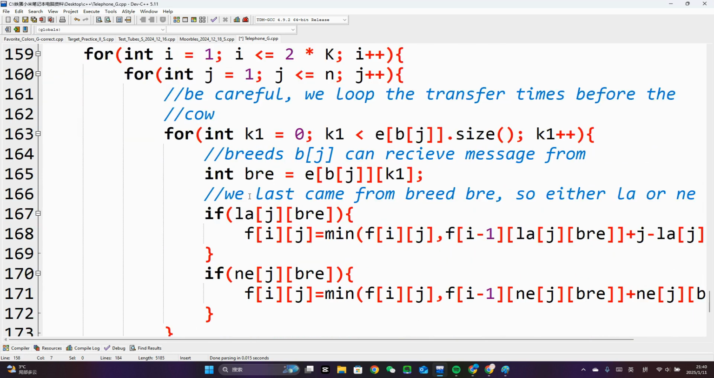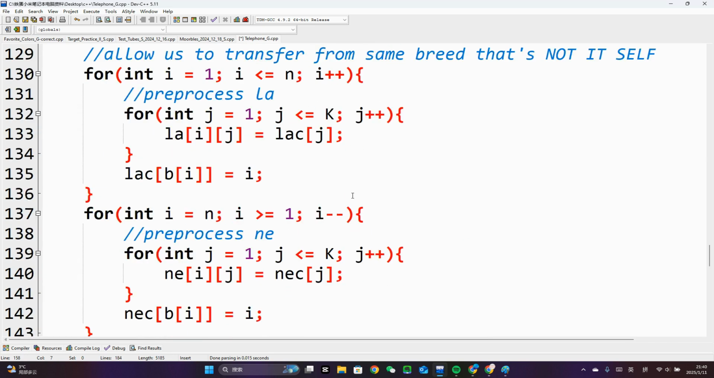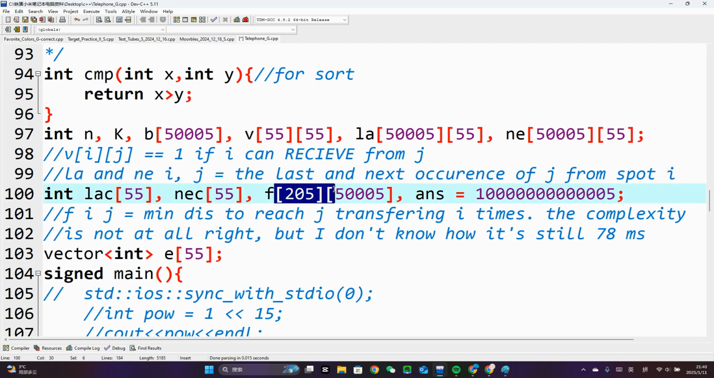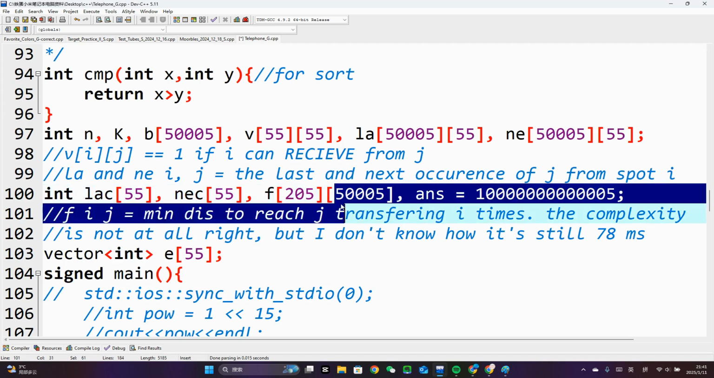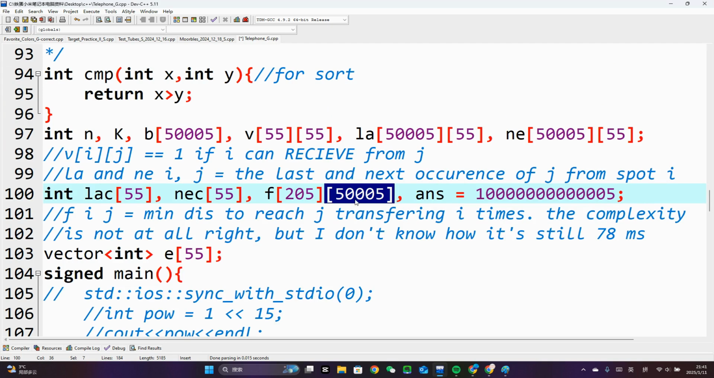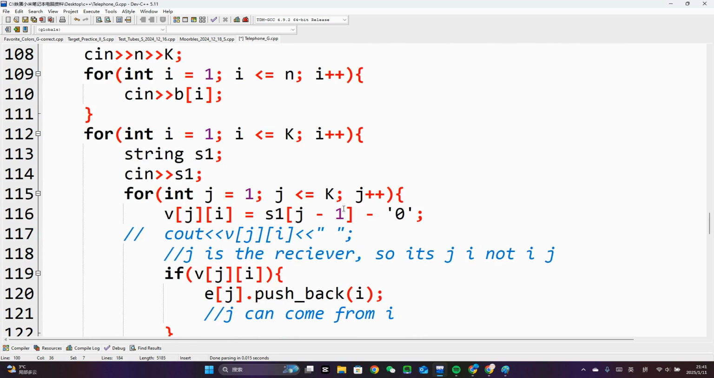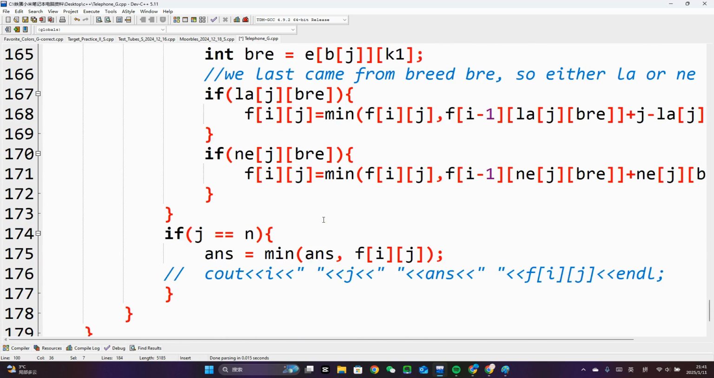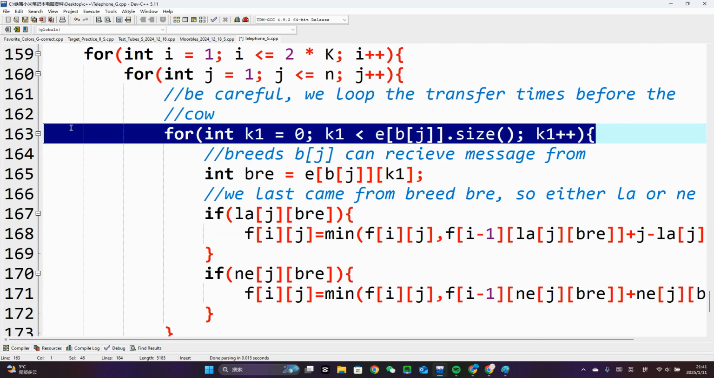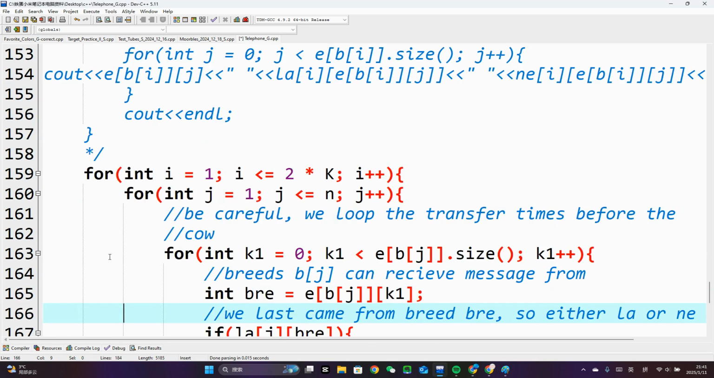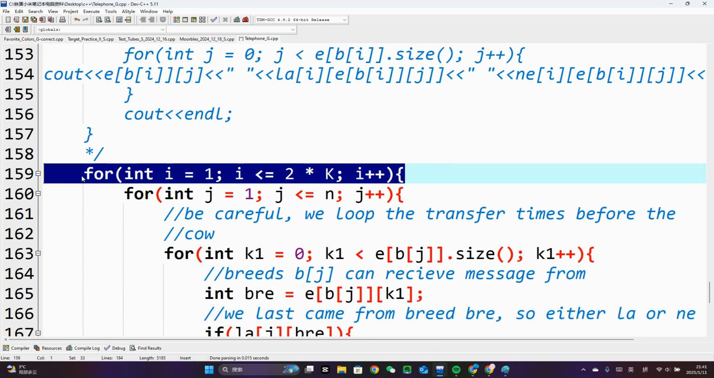Oh wait, no, actually I was wrong. My DP actually means after I transfers, reaching right now cow J, what is the minimum time it takes? And for each time I iterate through which breed it transferred from. However, this is not correct in correctness or complexity, because I only iterated through almost 2k times of transferring, but that's actually not correct because there could be way more than 2k possible transfers.